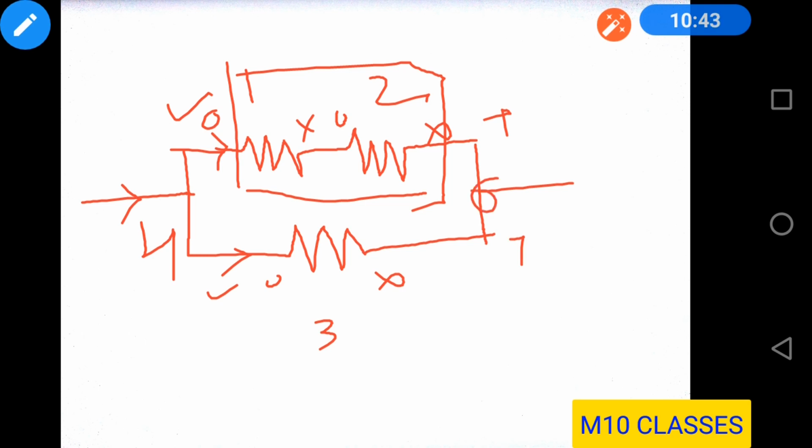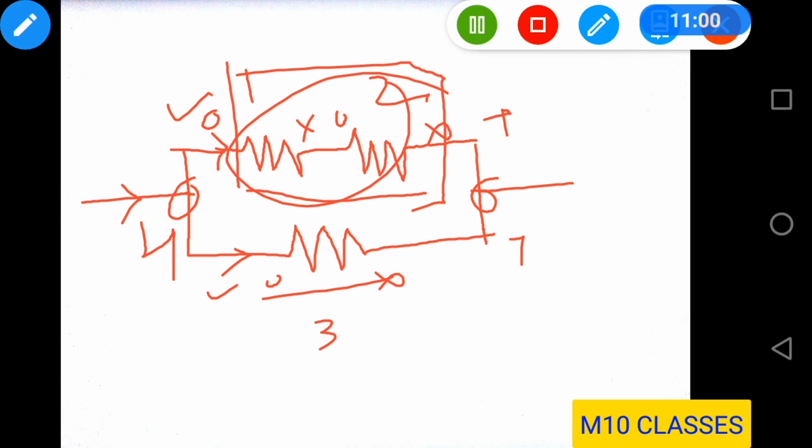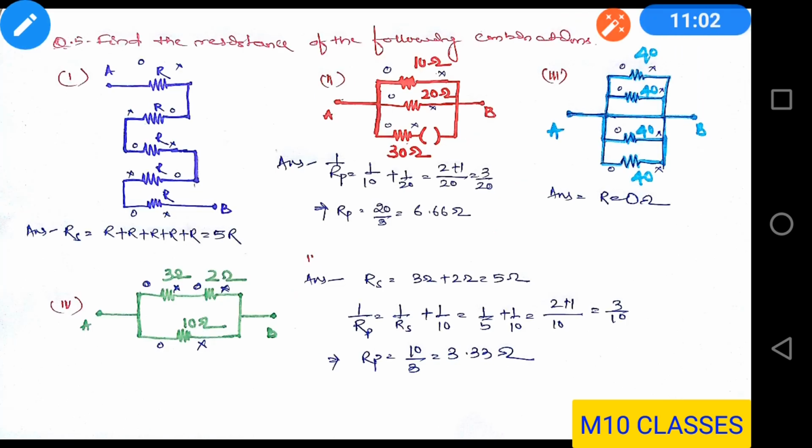That means heads are at one end, tails at the other end. So this total resistance with 3 is in parallel, because heads are at one end and tails at the other end. So this is in parallel. Okay. Now these are some examples. Now let us start with some questions.